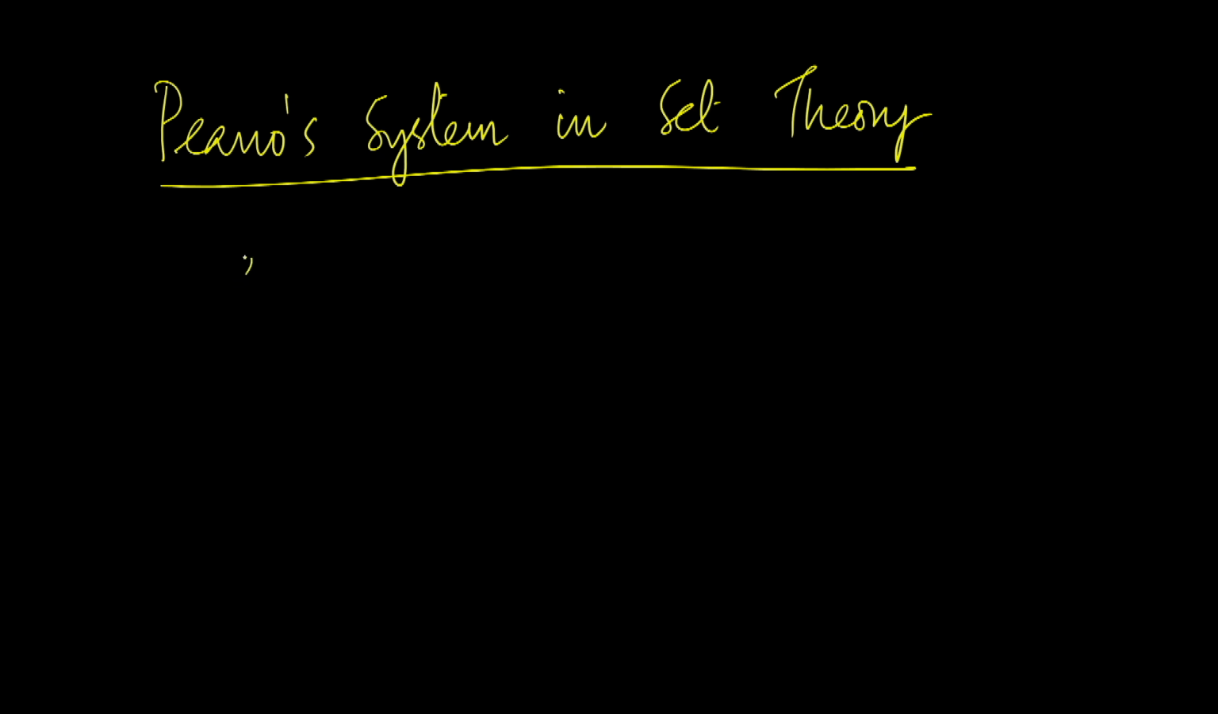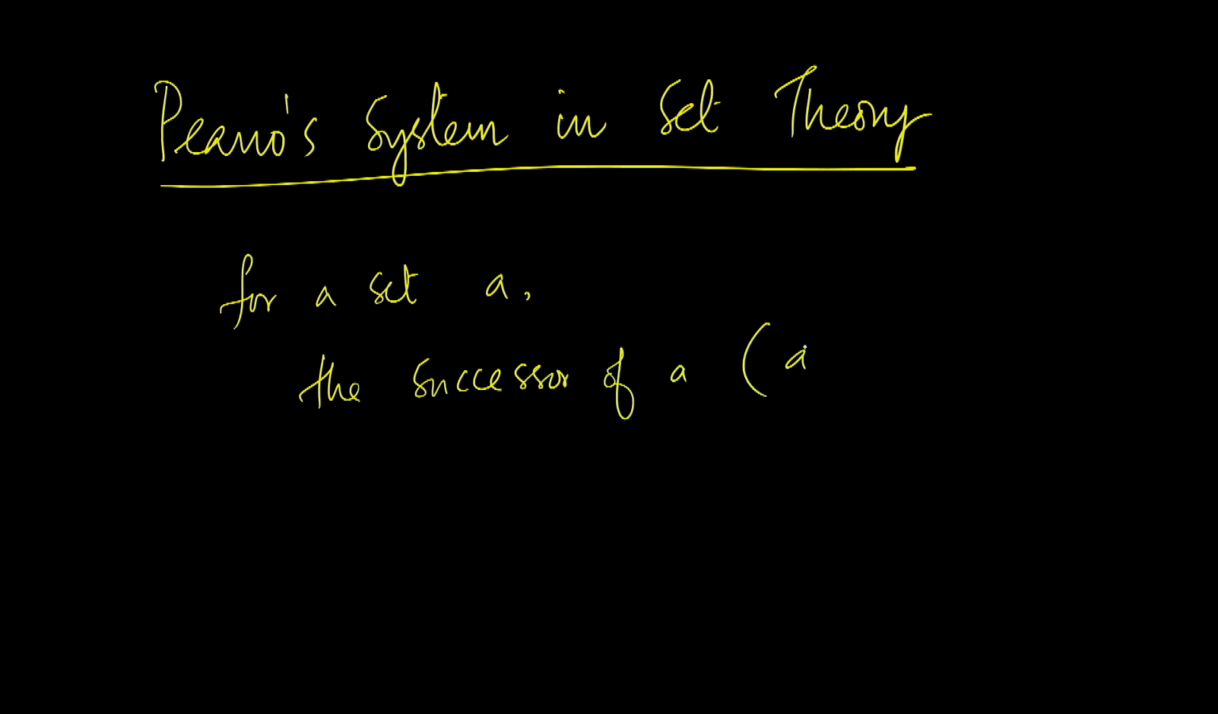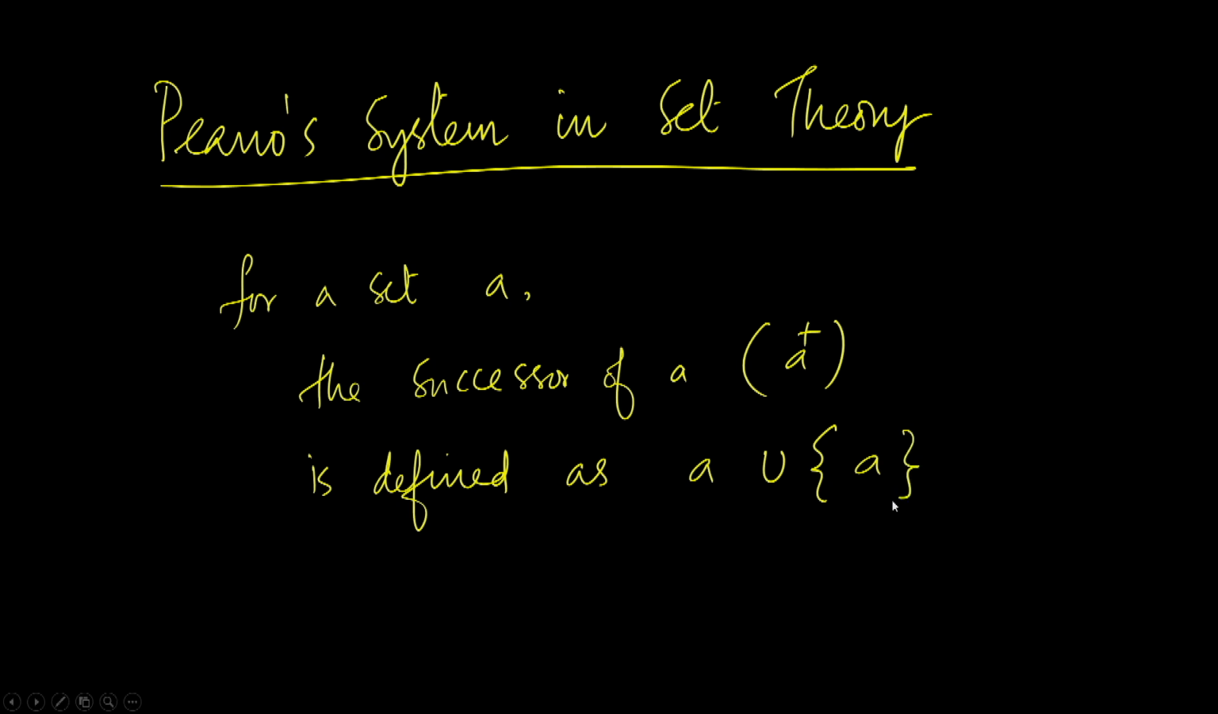First of all, for a set A, the successor of A, denoted A superscript plus, is defined as A union the singleton set containing A. That is, when you take a set and add it to itself, we get the successor of the set. So this is how the successor of a set is defined.